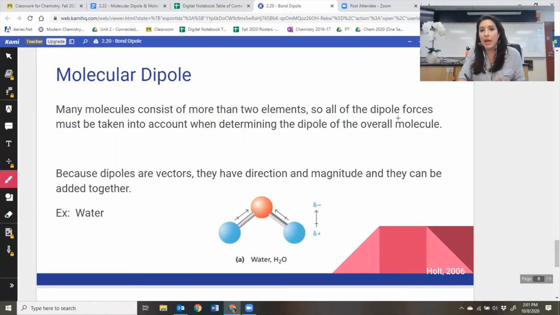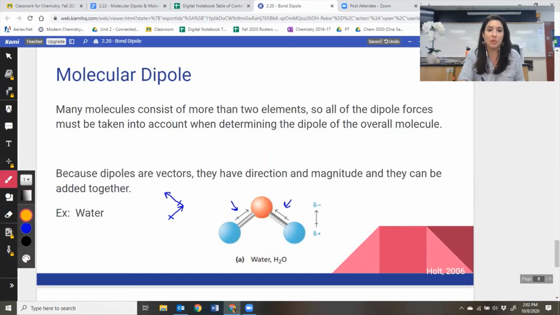The way that you add vectors together very easily is to start: here's a dipole, and here's another dipole. I'll draw the first dipole, and then I will draw the second dipole beginning at the end of the first. There it is. And then my total dipole will be simply where I started from and where I ended at. And it's that simple. So by adding these two blue dipoles together, I end up with this yellow dipole. In this case, this represents the molecular dipole.